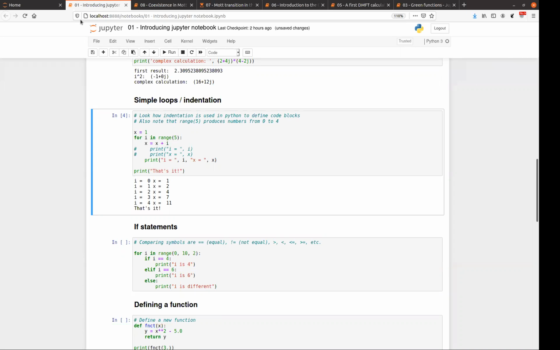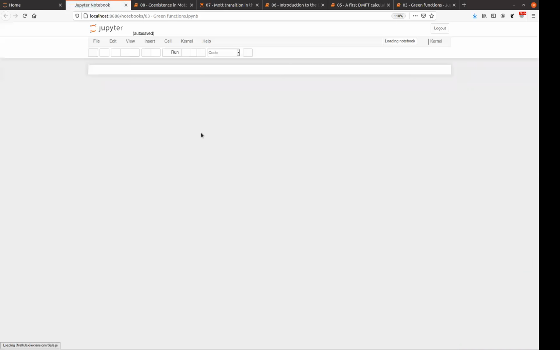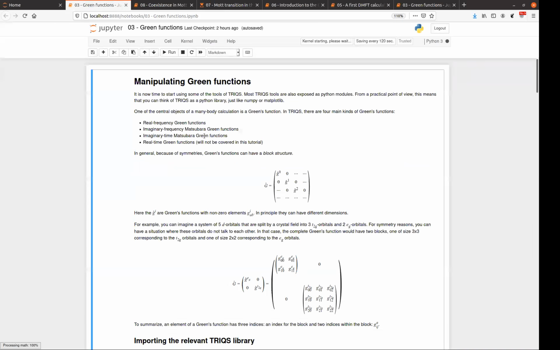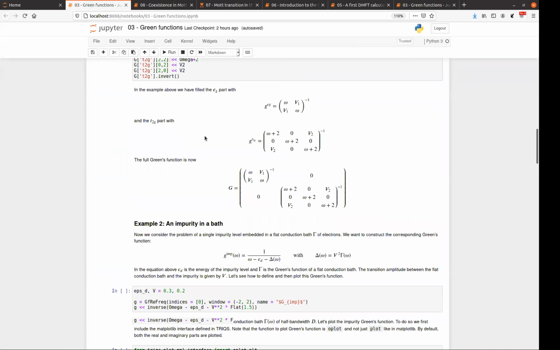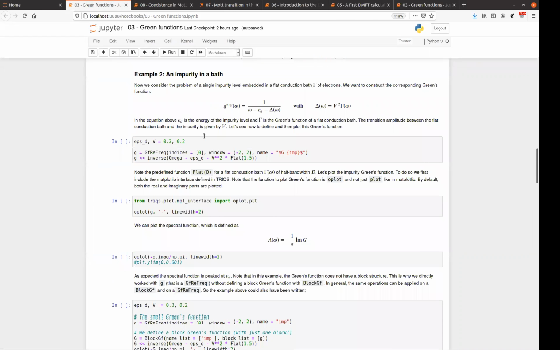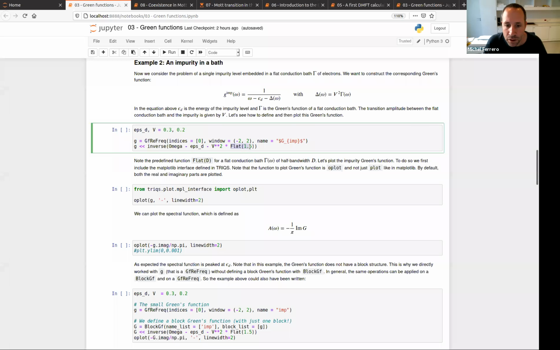So in the notebook on Green's functions, the example 2, impurity in a bath, could you please explain what exactly the function flat does? As I understand it, it's replacing that summation over k, the sum over all the states. Are we talking about this one?